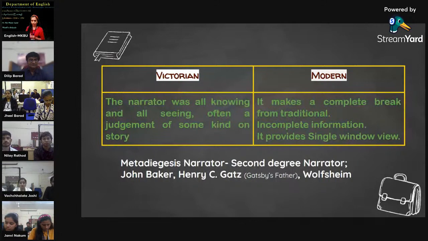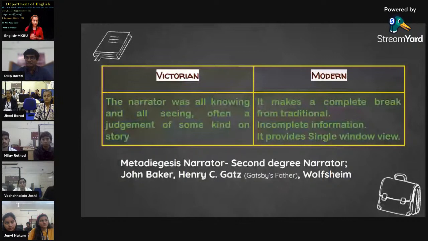Another modernity in the narration we see in this novel is the second-degree narrator. Nick Carraway was not present during the love affair of Daisy and Gatsby, and not even present during the childhood of Gatsby. These things of Gatsby's life were narrated by Jordan Baker and Henry C. Gatz, father of Gatsby. This type of narration is known as metadiegetic narration.